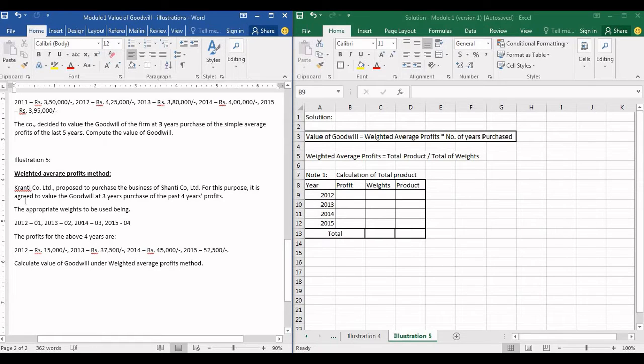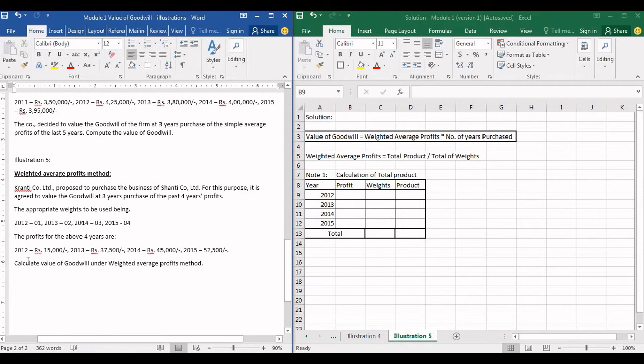For this purpose, it is agreed to value the goodwill at 3 years purchase of the past 4 years profit. So 3 years purchase of 4 years profit. That means we have to find the weighted average profits of 4 years, and whatever answer we get, we'll have to multiply it by 3 years, which is 3 years purchase. We'll look at the profits first, guys, and then we'll look at weights.